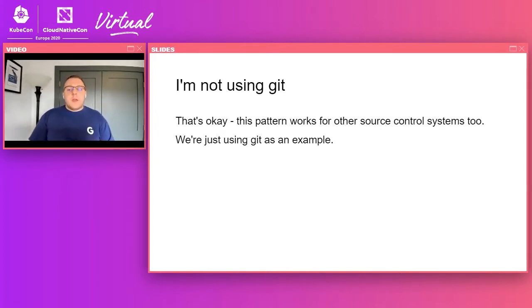And then before we jump into the meat of it, I just want to address one issue. You might be thinking, we don't use Git. This talk is totally useless for me. And that's simply not the case. While Alex and I are using Git as the example here, these concepts are not specific to Git. They would work with SVN or Mercurial or Perforce or any other source control technology that you have today. So when we say Git, just replace that with whatever you're using if it's not Git today.